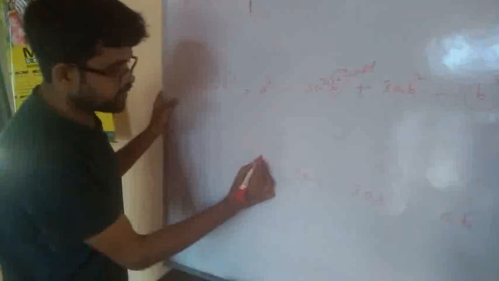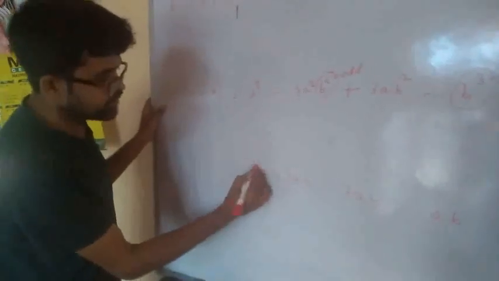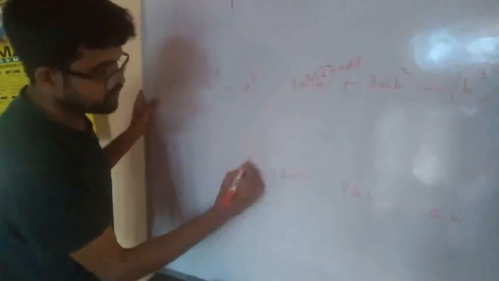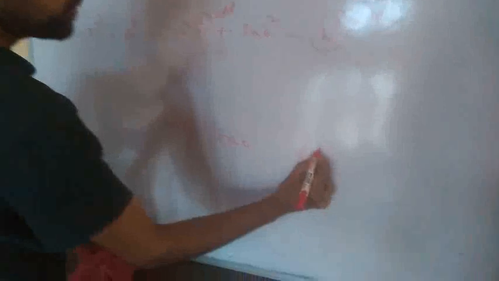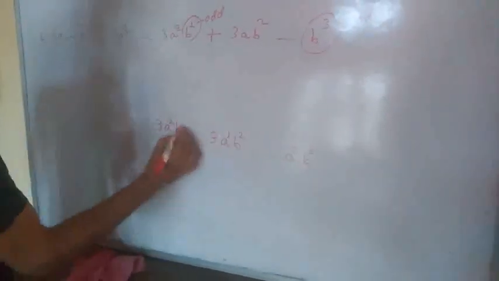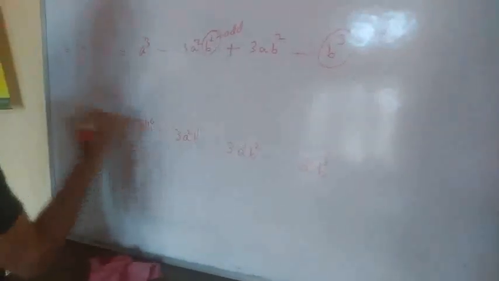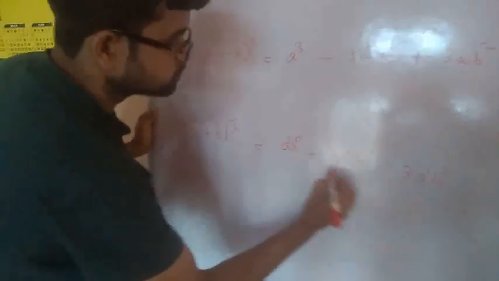Now since the highest power is 3, right from here the power of a is 3, then it decreases: next comes in descending order 2, next 1, and next 0. And do the same thing for b in the reverse order: 3, 2, 1, 0. And for a plus b whole cube, all the terms will become positive.